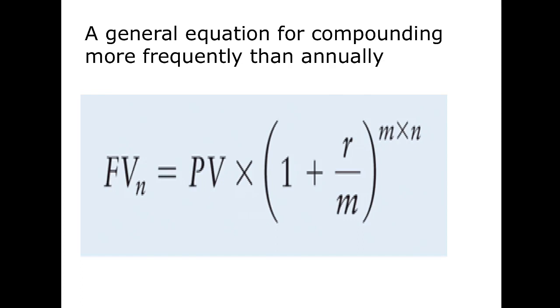So our general equation for finding a future value when compounding occurs more frequently than annually is: the future value is equal to the present value multiplied by one plus the nominal annual rate divided by the number of compounding periods. This part right here would be the semi-annual rate, the monthly rate, the quarterly rate, so forth, raised to the number of compounding periods per year multiplied by the number of years.